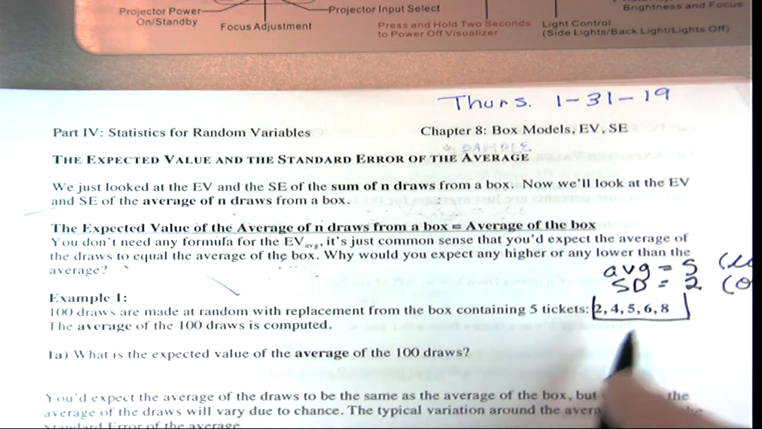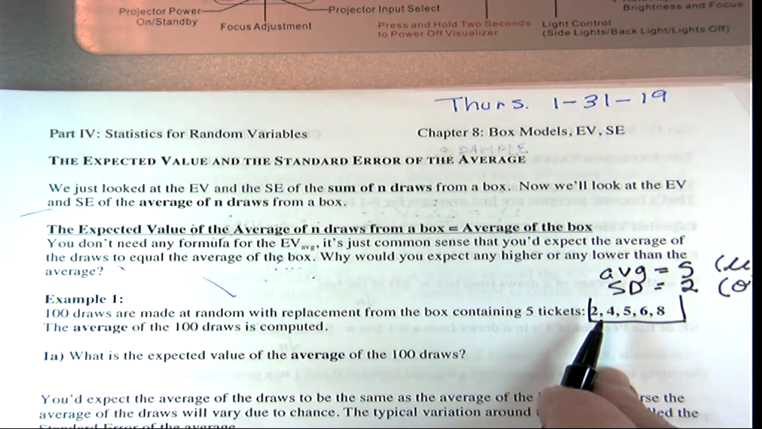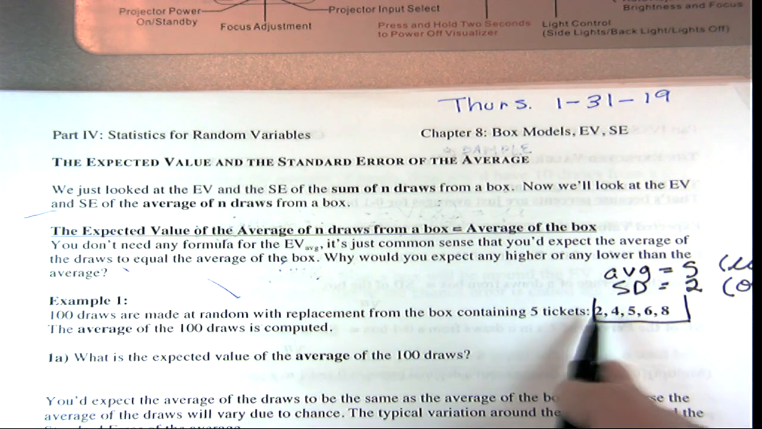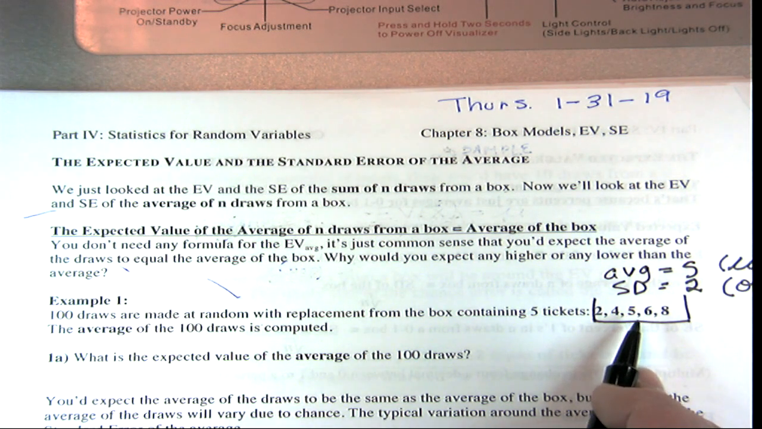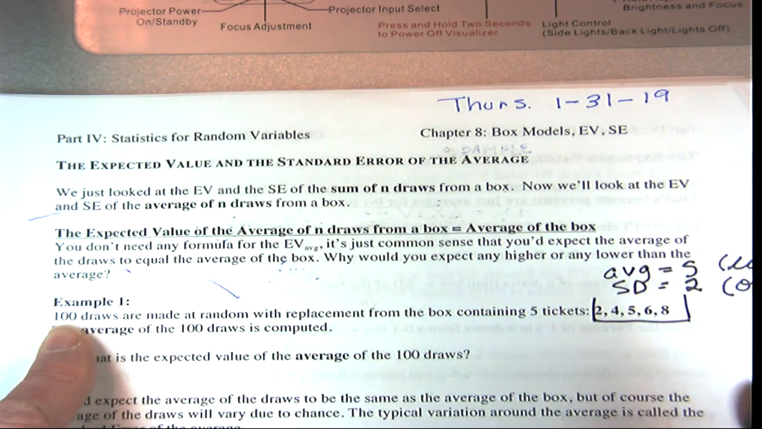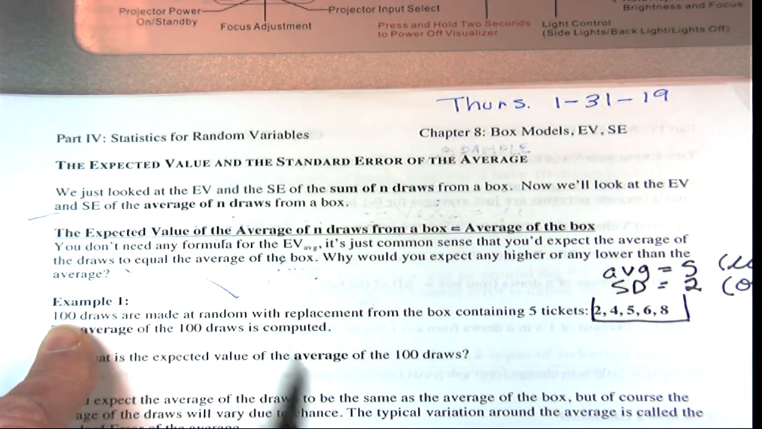Why would you expect it to? We wouldn't get all 2s. To get an average of 2, we'd have to get all 2s. To get an average of 8, we'd have to get all 8s. We'd expect it to be 5. So it's really not going to depend on the number of draws. We really don't need a formula at all.